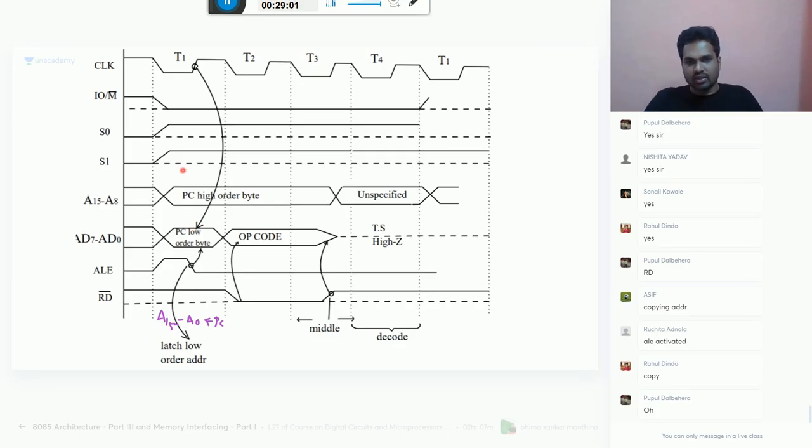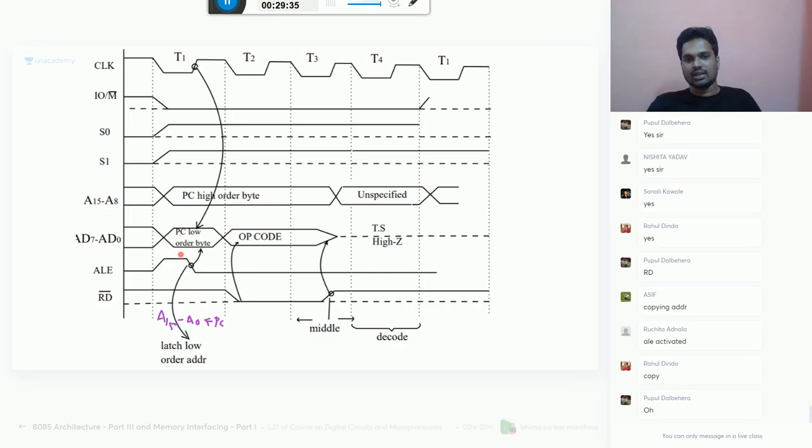Okay, it is completed. After this, what happens is your address latch enable will be disabled. Address latch enable will become 0. That's what I have written here: latch low order address. Whatever is there by this time will be stored in the latch. Then it becomes 0. Now the latch is having the address, not the address bus. The lower order will be connected to the latch output.